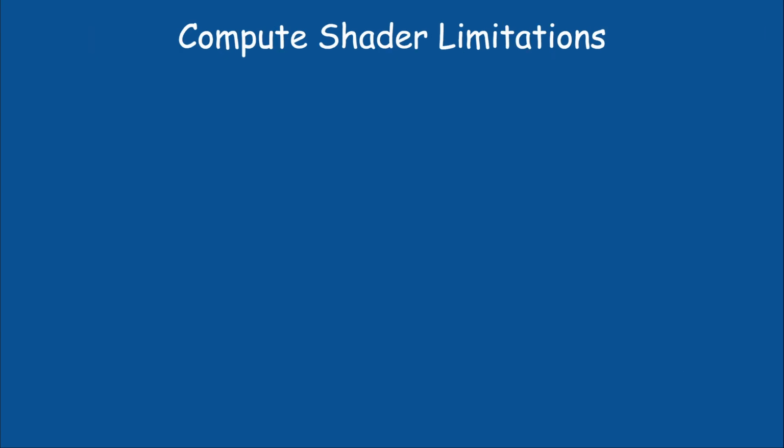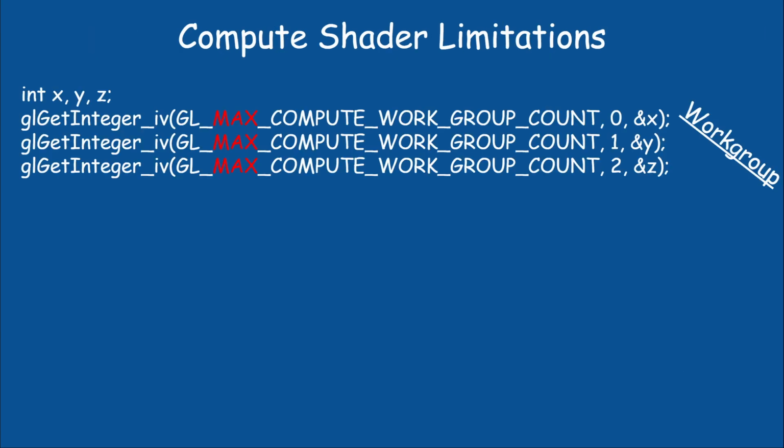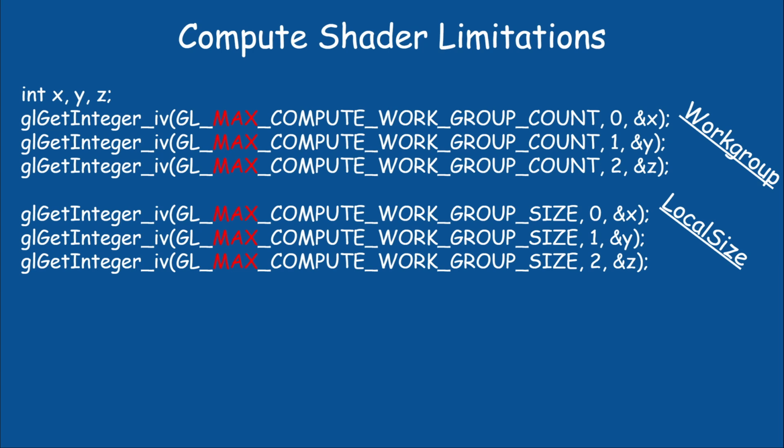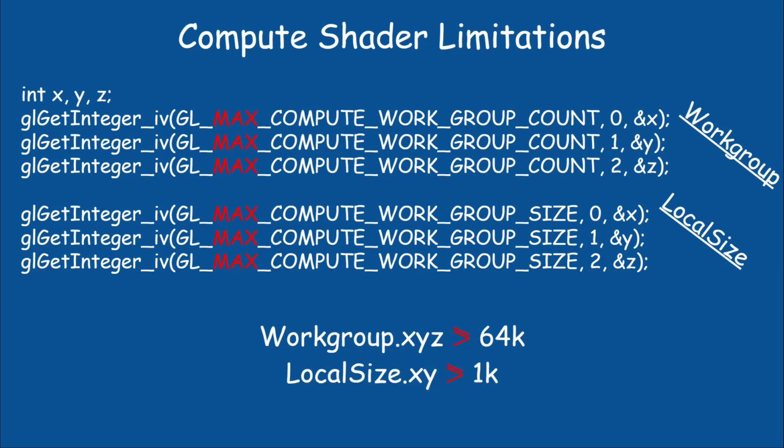In general, there are limitations to the workgroup size and the local size, and you can query them on each platform. However, the minimum of each of the 3 axes of the workgroup size is 64K, and in the case of the local size, 1K for the x and y and 64 for the z. This provides a very large room in terms of the size of the work, but it's probably a good practice to check against the maximum on the actual machine.